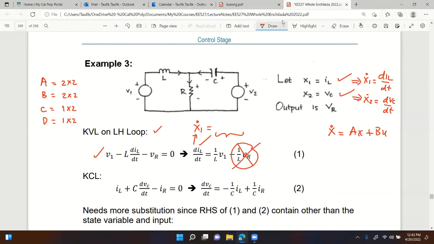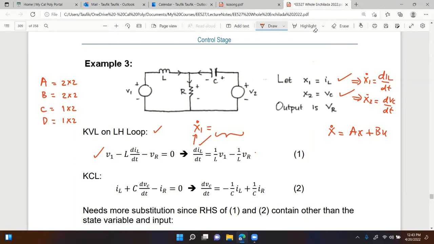We cannot have VR. Why? Because VR is neither x nor u. VR is not a state variable, and VR is not an input either, right? So therefore, we need to do some more work on VR. So let's leave it here for now.